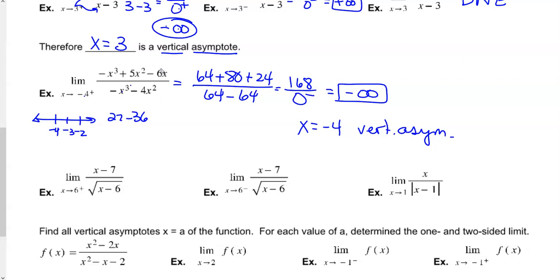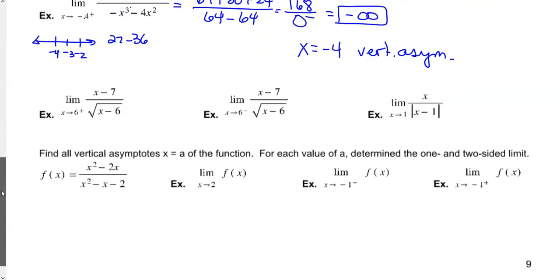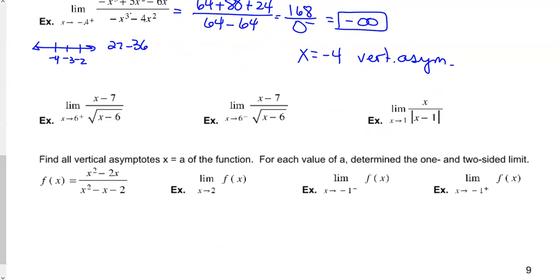Now, here, you didn't get 0 over 0, so we didn't have to factor, but nothing says you couldn't factor to make it just a little bit easier on yourself if you wanted to. Either way works. You get the same answer. All right, let's try this guy.